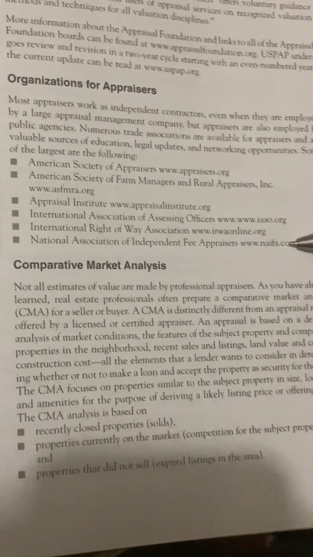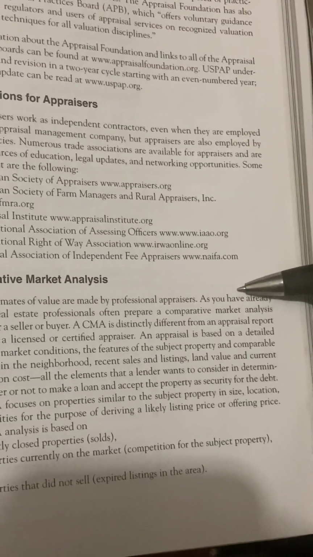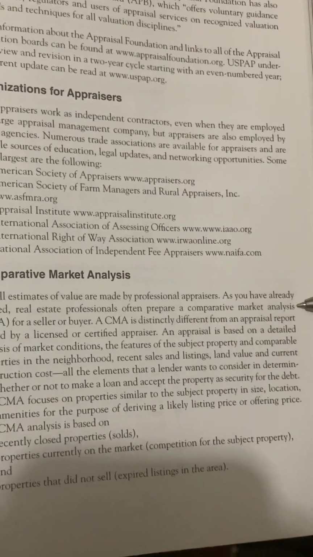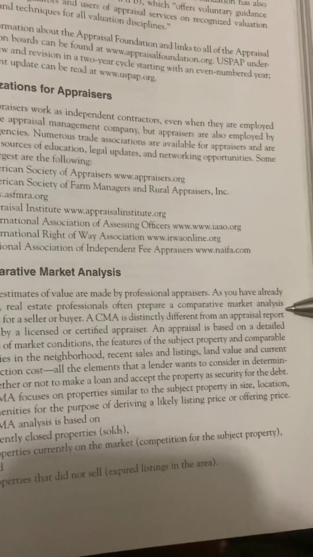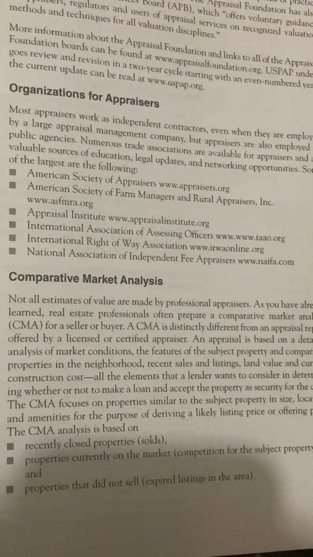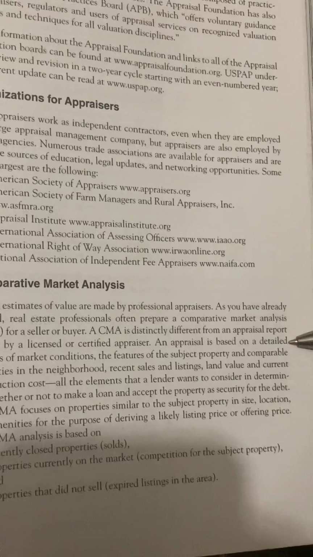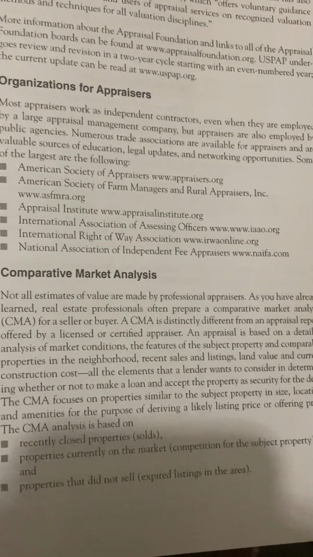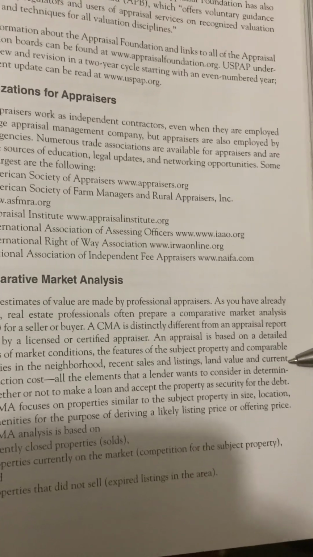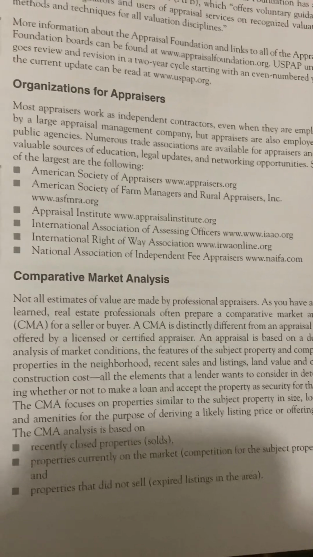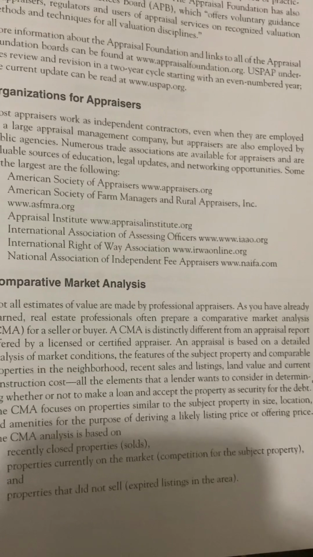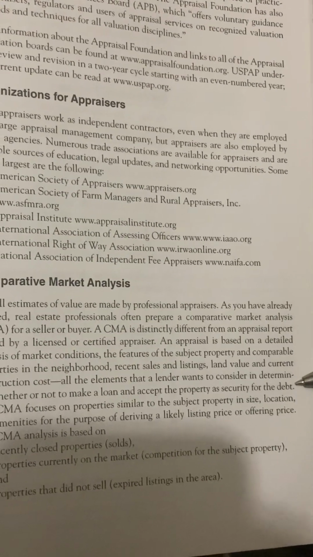Comparative market analysis. Not all estimates of value are by professional appraisers. As you have already learned, real estate professionals often prepare a comparative market analysis, CMA, for a seller or buyer. A CMA is distinctly different from an appraisal report offered by a licensed or certified appraiser. An appraisal is based on a detailed analysis of market conditions, the features of the subject property, and comparable properties in the neighborhood, recent sales and listing, land value, and current construction costs, all the elements that a lender wants to consider in determining whether or not to make a loan and accept the property as security for the debt.